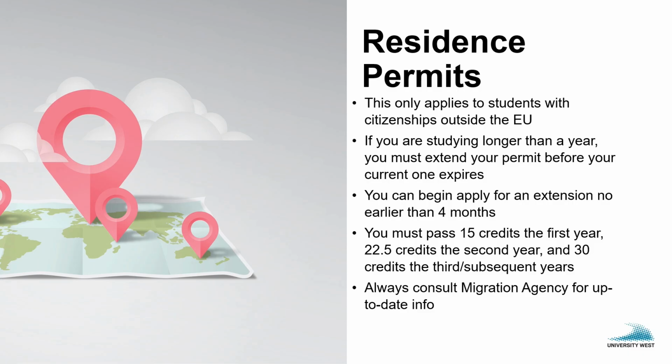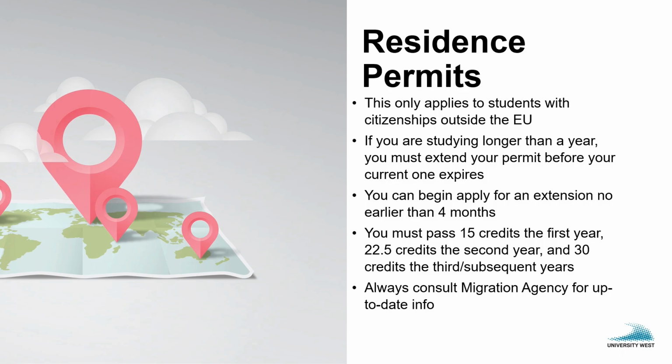So residence permit. So now we get into more of the practical life aspect of this presentation. This only applies to students with citizenships outside the EU. If you are studying longer than a year, you must extend your permit before your current one expires. So it's important to keep track of the expiration dates on your permit. And for any questions regarding migration agency issues, we highly recommend you consult with the migration agency in Sweden because they are more closely tied with your case than the university.